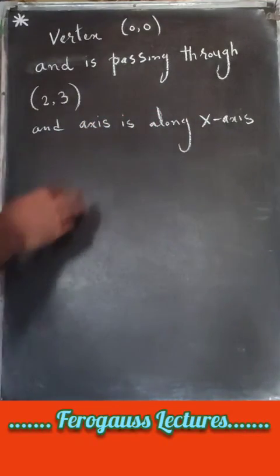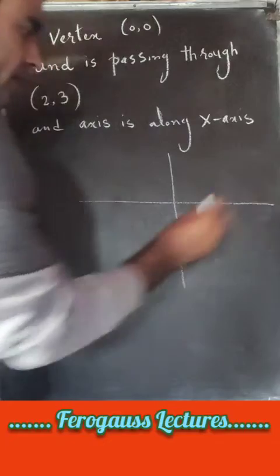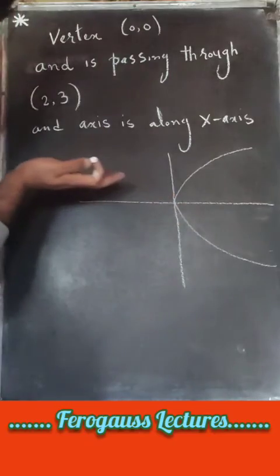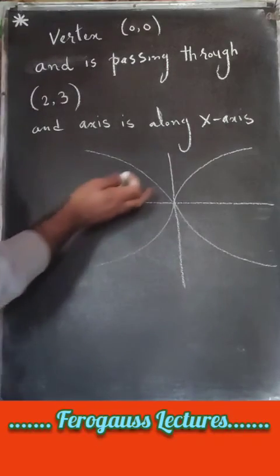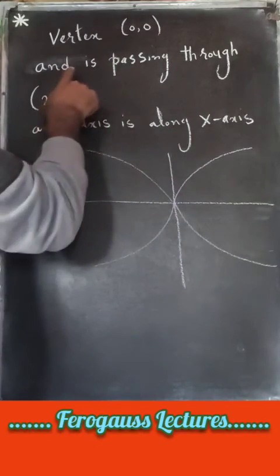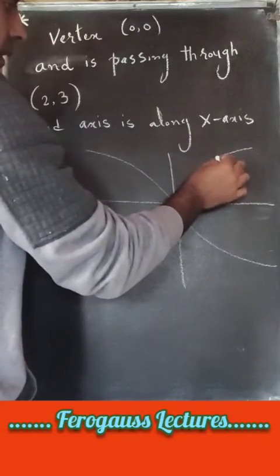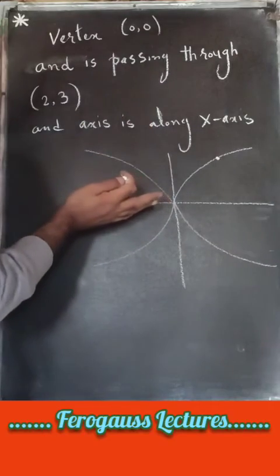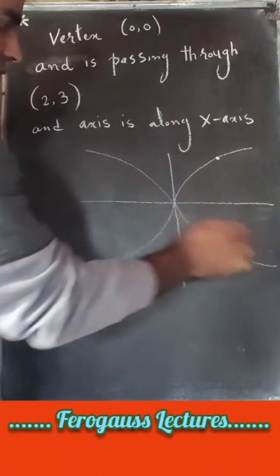Now, since the axis is along the x-axis, the parabola is either like this, that is the axis is along the positive x-axis, or it is like this, that is the axis is along the negative x-axis. But the parabola is passing through the point (2, 3), where both coordinates are positive. So this point lies in the first quadrant. That means the axis of the parabola is along the positive x-axis. The parabola is like this.